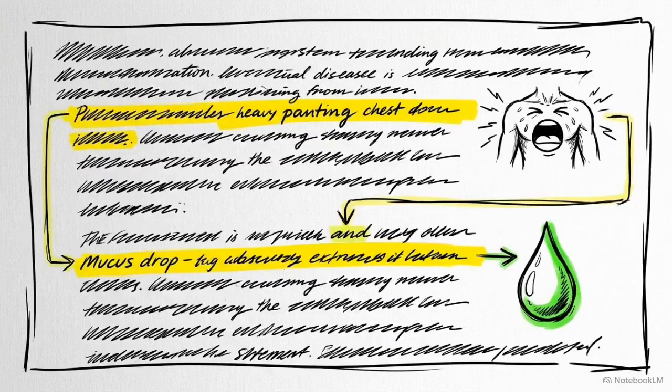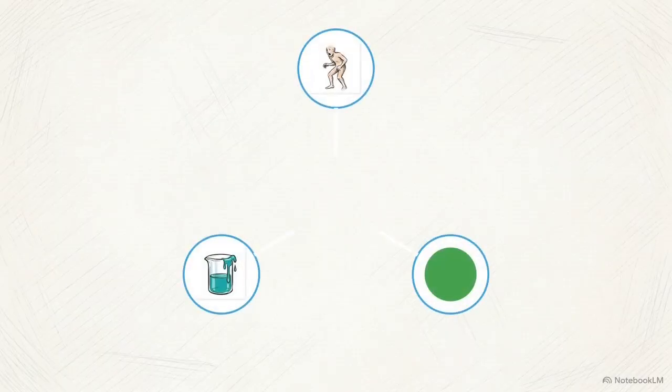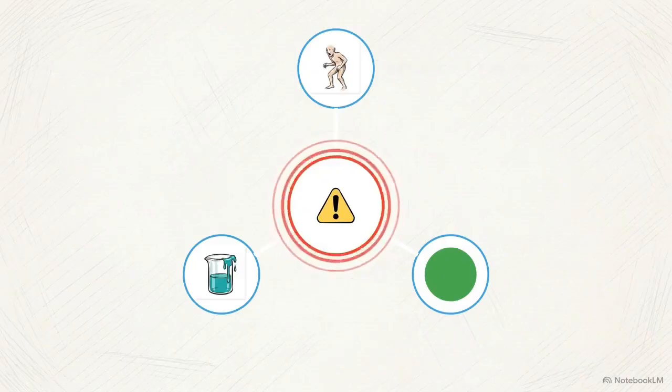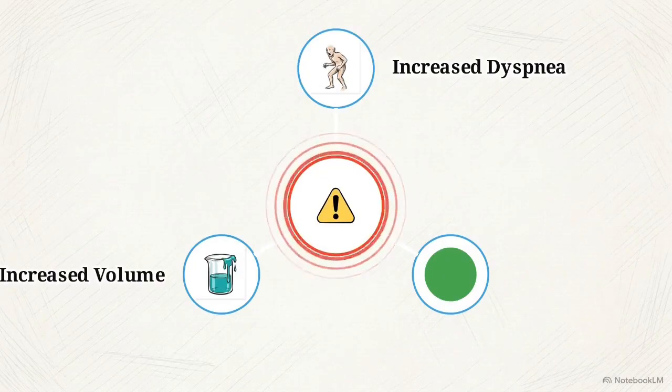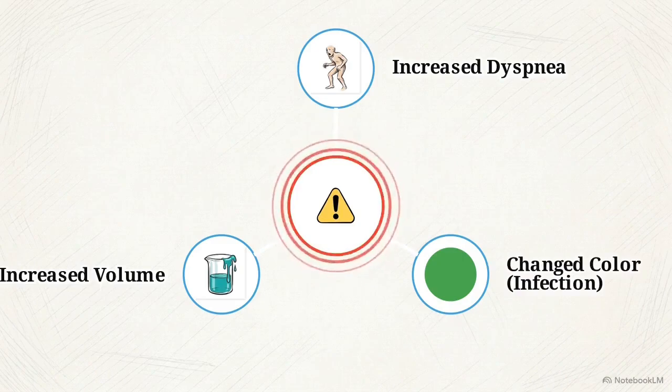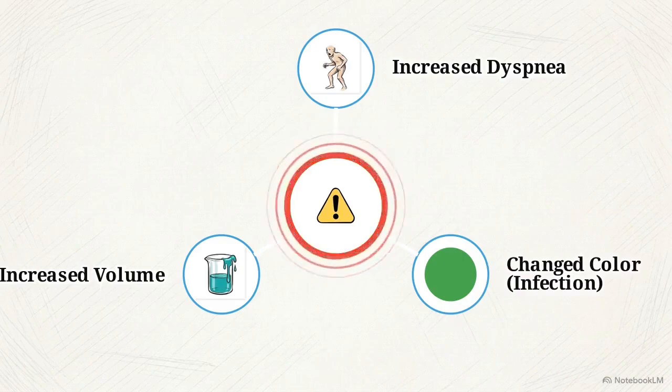Now look at a second scenario. A patient with a 10-year history of COPD reports increased dyspnea and is coughing up thick green sputum. These cues form the classic triad of a COPD exacerbation. The patient has an increase in baseline shortness of breath, an increase in sputum volume, and a change in sputum color, which indicates an active underlying infection.